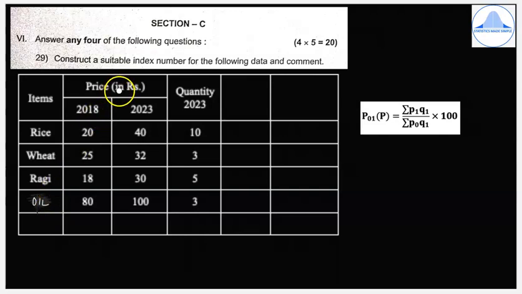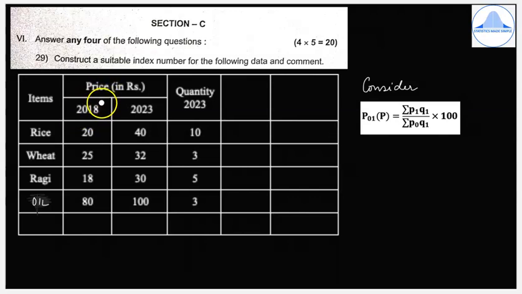The prices for the base year, that is 2018, and the current year 2023 are given, and also the quantity for the year 2023 is given. So since the prices in the base year and current year along with the quantity in the current year are given, we can calculate Paasche's price index number. So the formula for Paasche's price index number is P01 of P is equal to summation P1 Q1 by summation P0 Q1 into 100.